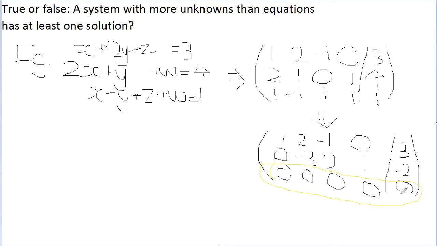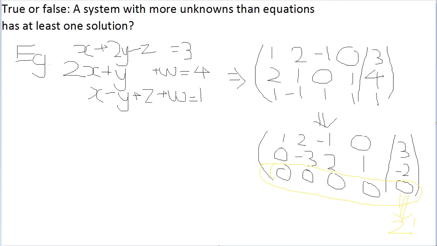instead of 0? What if we have a 2? And what if you get 0, 0, 0, 0, and 2? The system will have no solution because the system will be inconsistent.